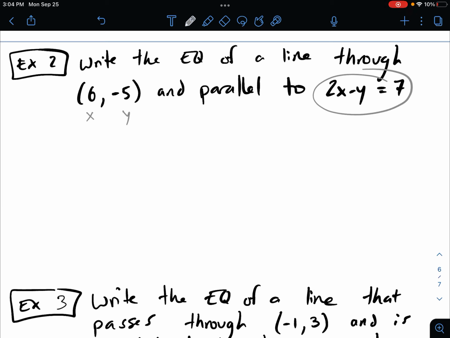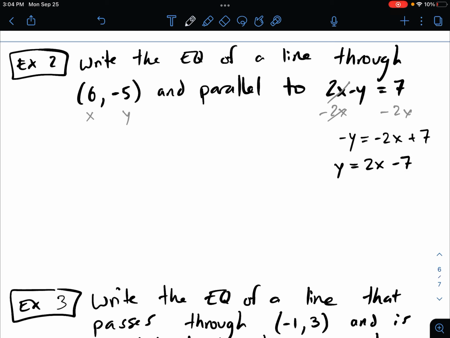So I'm going to rearrange this equation. Right now it's in standard form. I'm going to write it in slope-intercept form. I'm going to subtract 2x on both sides. That leaves me with -y equals -2x plus 7. And then I'm going to divide everything by -1. That effectively changes the signs of all these values. And so now I know that the slope of my parallel line is +2.